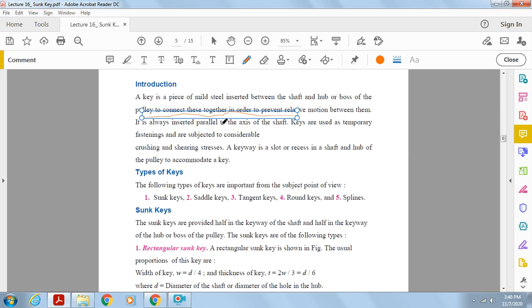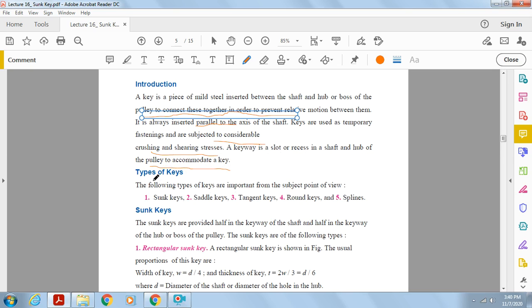It is always inserted parallel to the axis of the shaft. So this is a very important thing. The key is always inserted parallel to the axis of the shaft. Keys are used as temporary fastening and are subjected to considerable crushing and shearing stresses. A keyway is a slot or recess in a shaft and hub or pulley to accommodate the key.